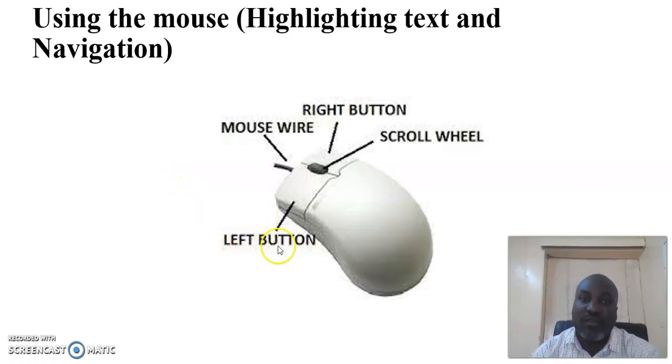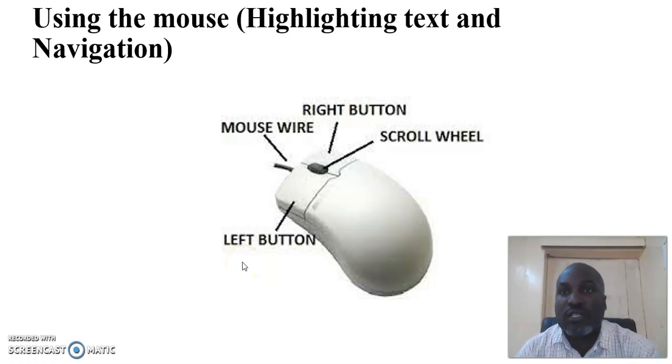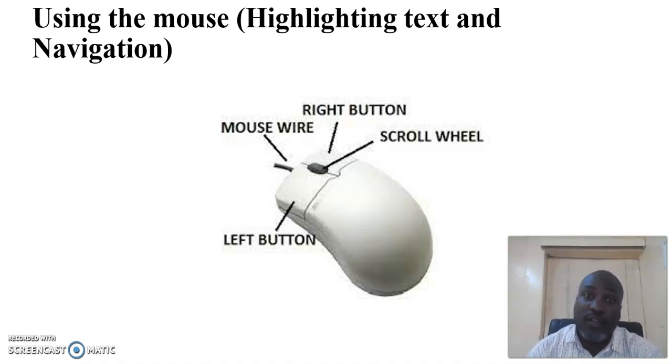Now, the mouse is made up of 3 parts. It's made up of the left button, the right button, and then also the scroll wheel, which is this one here. Now, the left button is used to select or to choose, while the right button is used to give a menu, an option from where to select or choose from. The scroll is used for vertical navigation of the document, so the upward or downward movement of the document is done using the scroll wheel.